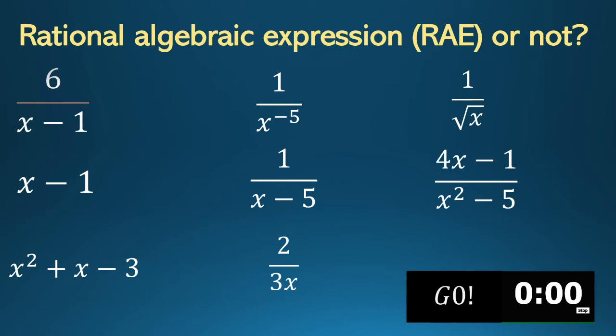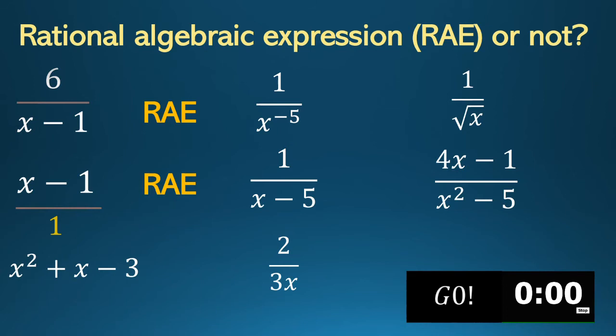Let us check your answers. For 6 over x minus 1, it is a rational algebraic expression since it has a numerator and a denominator and both are polynomials. The x minus 1 is still an RAE. Why? Where's the denominator? Remember that this has 1 as denominator. It's just that it has already been divided by 1. That's why it's just x minus 1 when written. So the numerator is x minus 1 and the denominator is 1.